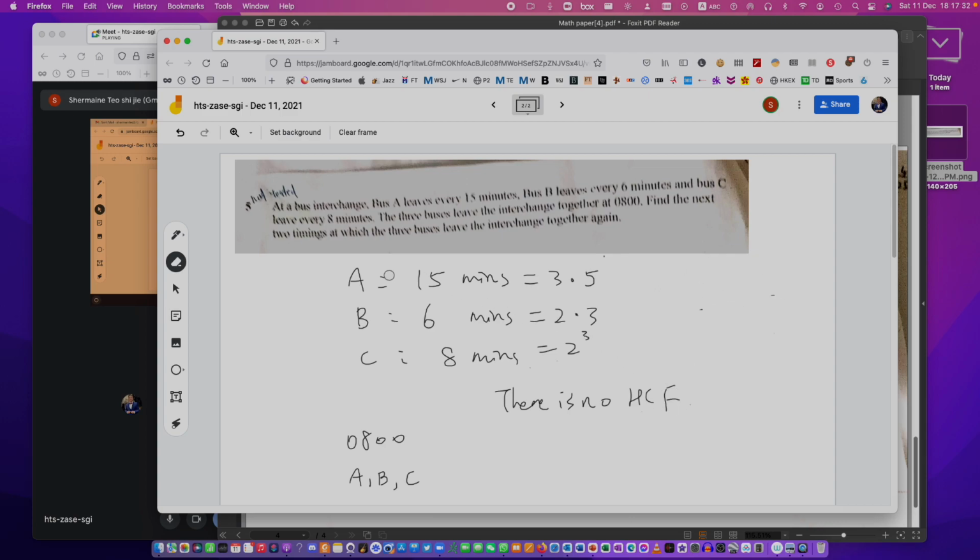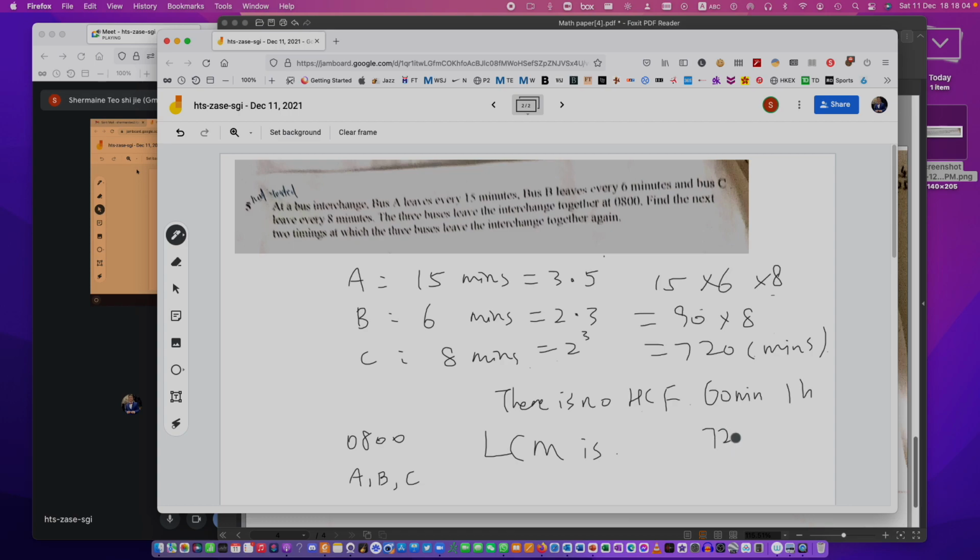So if there is no HCF, the LCM is, so you just do it like this. So what's the answer? 90 times 8, 720. So this is 720 minutes. Okay? 720 minutes is how many hours? So conversion. 60 minutes is how many hours? 1 hour. So 720 minutes is how many hours?